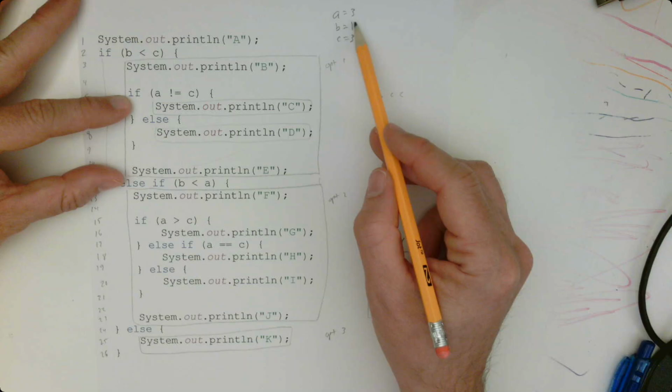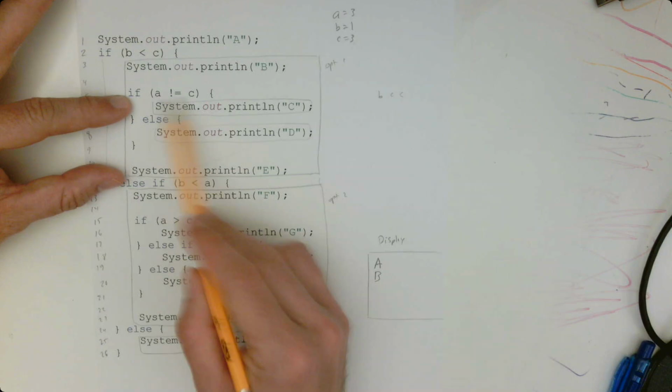So because this evaluates to false, we don't print c. Instead, we go down here to the else, and we evaluate the else, which is d. And now that's done, and so we just keep going, and we get to e. And now that's done, and so now we're at the end of the original if statement that we were in, and so now we're just done. So that's what it should display, A, B, D, E.